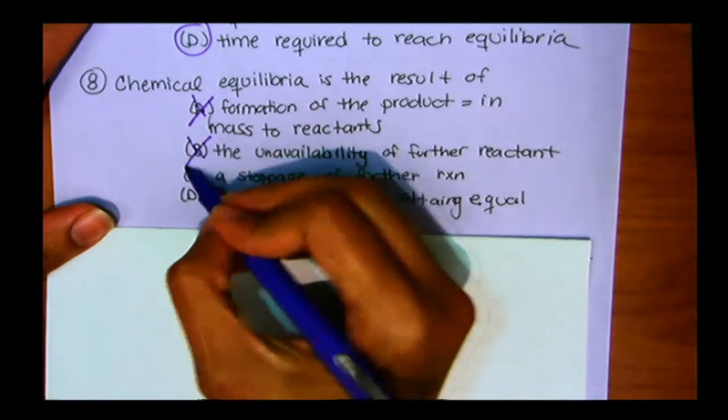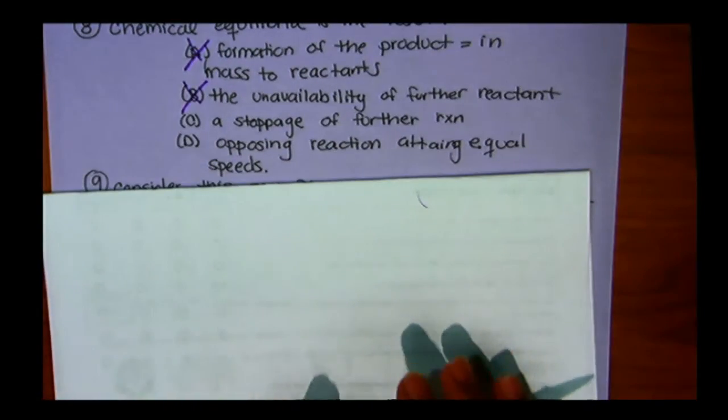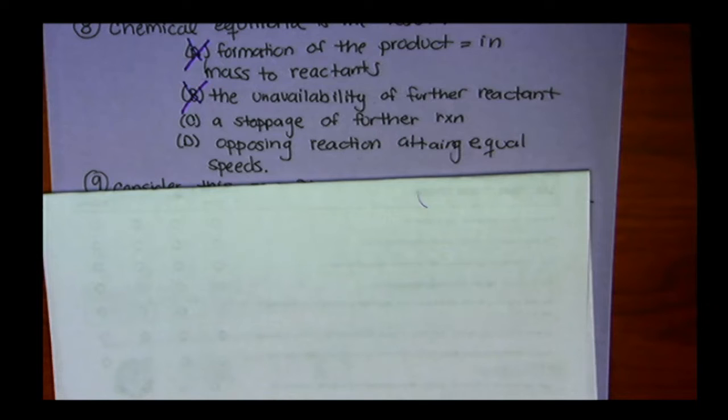And a stoppage of further reaction, your reactions don't really end. When you reach equilibrium is the end, and equilibrium is just you're going forward and backwards. You're making your products and your reactants at equal concentrations.